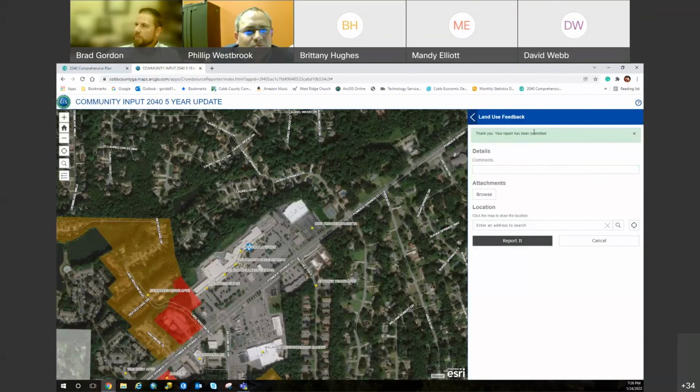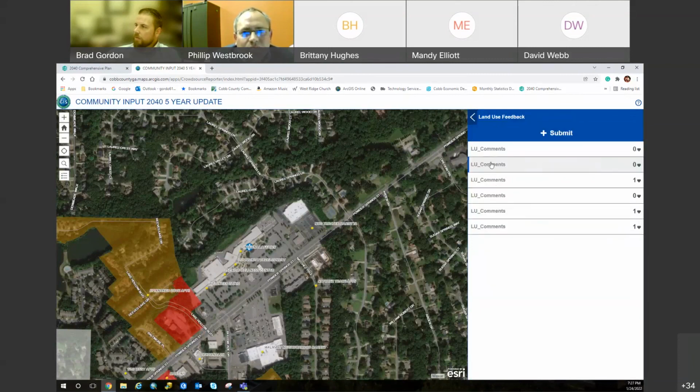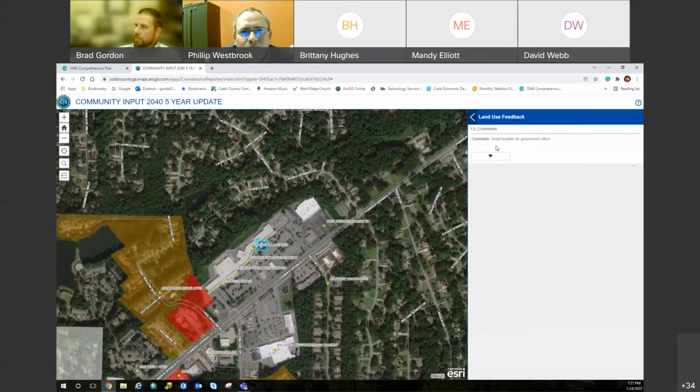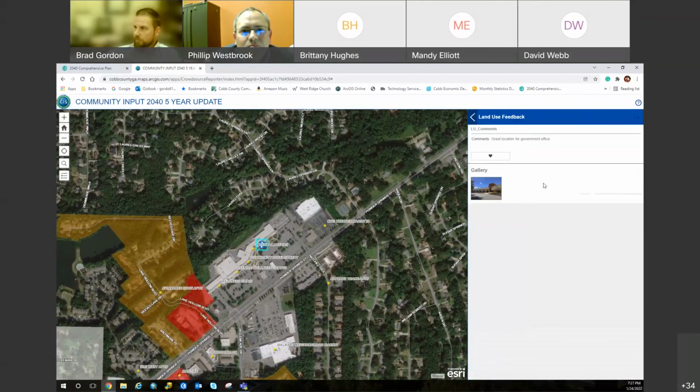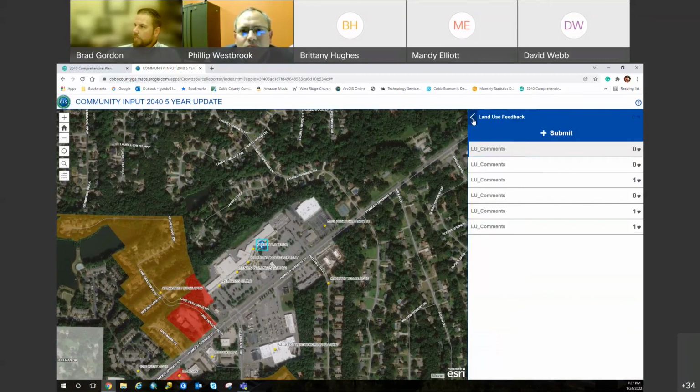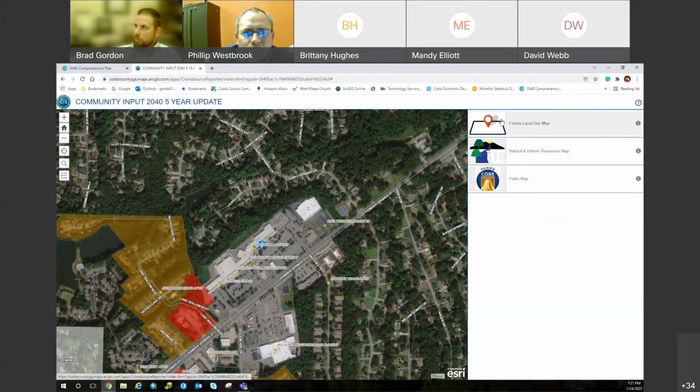Okay, so you see it says, thank you, your report has been submitted. So we can go back. There's the first comment there. You see the image that's associated with it. So that's how the future land use map portion goes. They're all going to be similar. The future land use map is focused on that aspect.